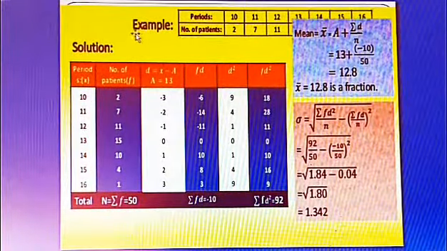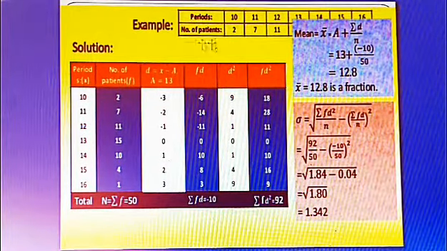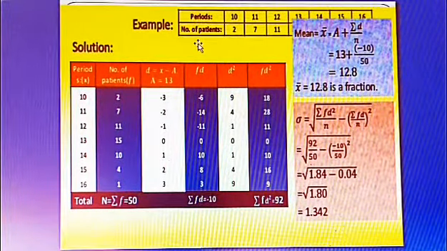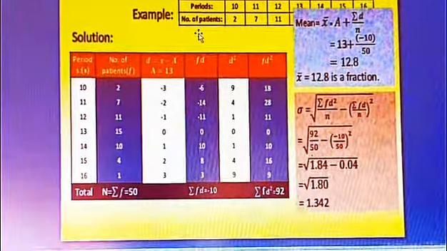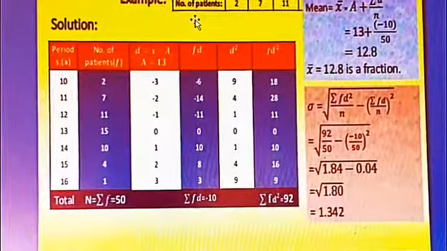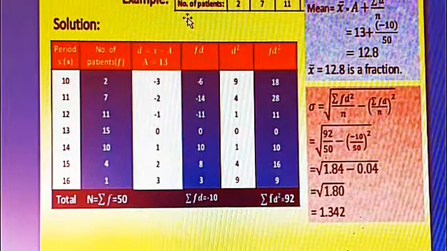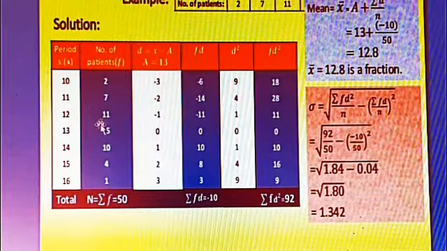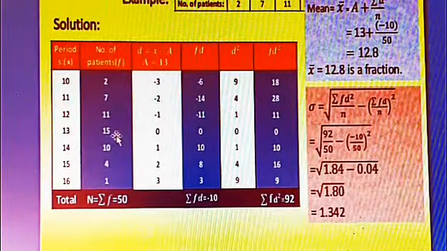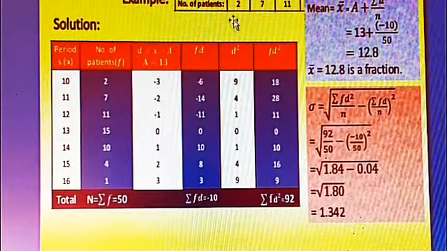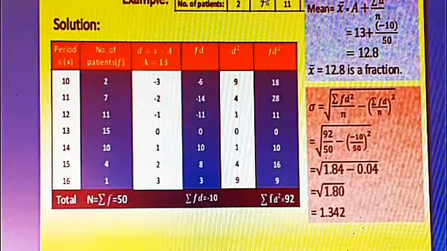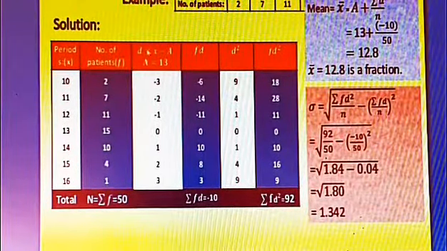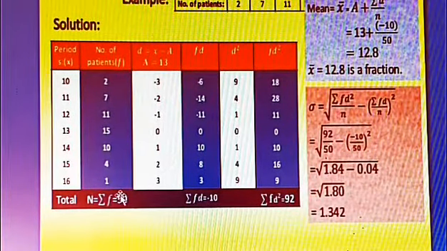Okay, so this is a given example. Periods is given, number of patients. Number of patients means what? I told you earlier, number of patients is your frequency. Here you have 2, 7, 11, and then here you can copy the number of patients 2, 7, 11. Then you have 15, 10, 4 and 1 for this column. Periods 10, 11, 12, 13, 14, 15 and 16, and number of patients 2, 7, 11, 15, 10, 4 and 1.